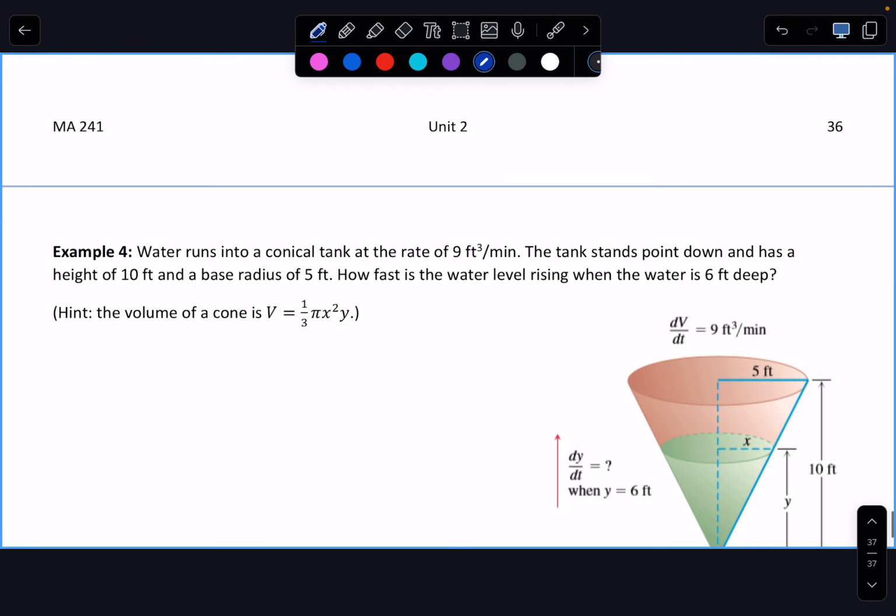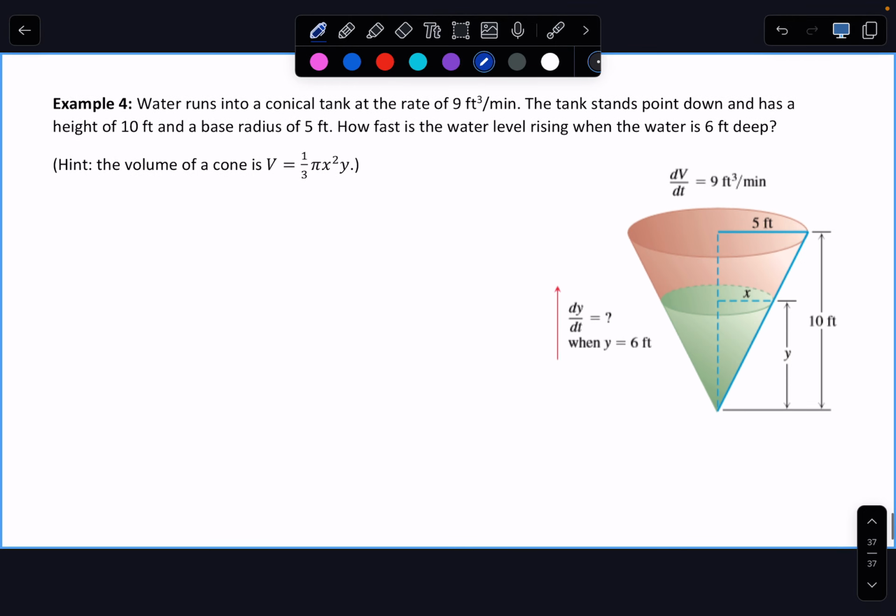All right. The next one says I have water running into a conical tank at the rate of 9 feet cubed per minute. And I have a tank that's standing point down, and it has a height of 10 feet and a base radius of 5 feet.